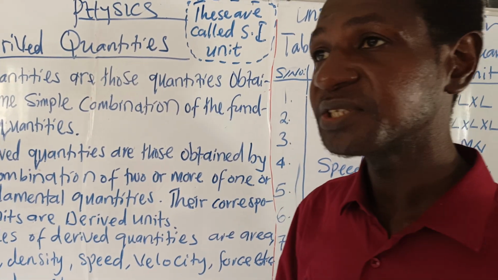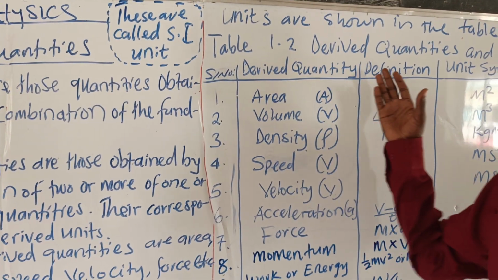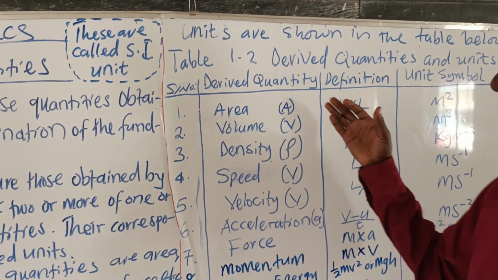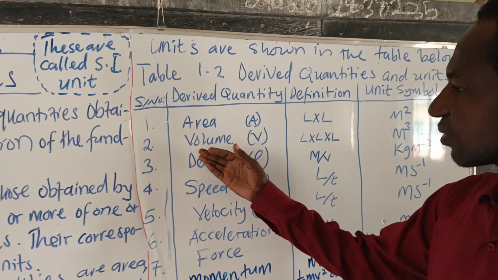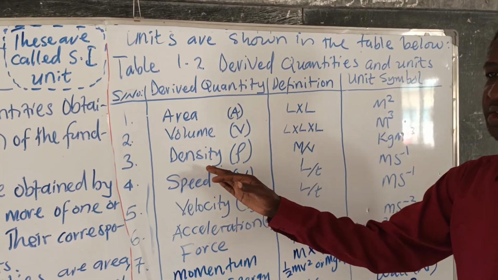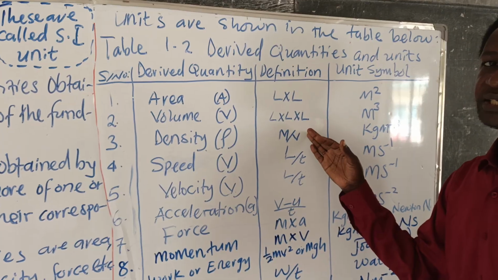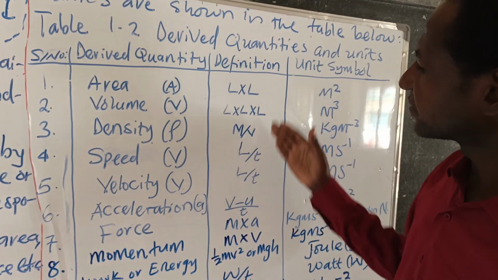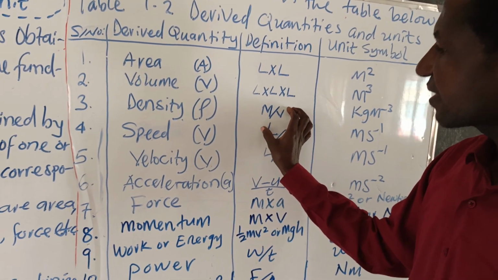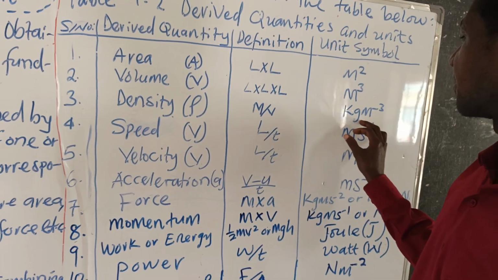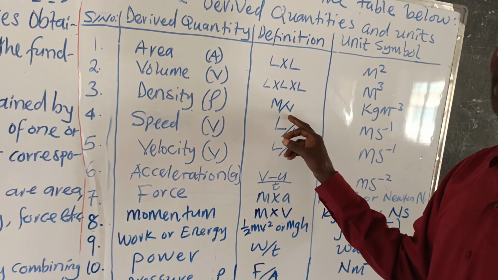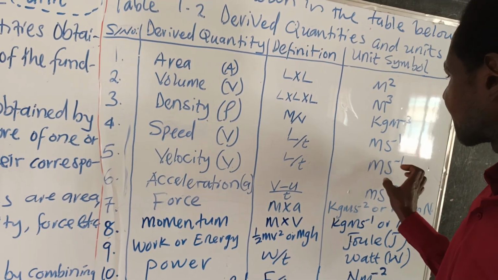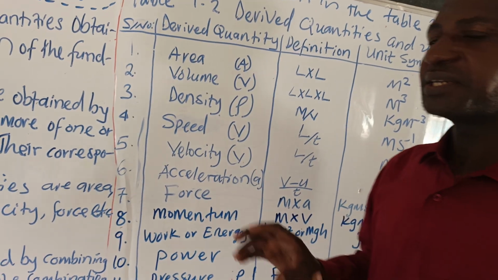So some of the derived quantities and their units are shown in this table. Number one is area, the unit of which is meter squared. Volume, the unit is m cubed. Density, the unit is kilogram per m cubed, and its definition is mass divided by volume. Speed is length divided by time, which is equal to meter per second. Velocity is length divided by time, which is also meter per second, because their units are the same.